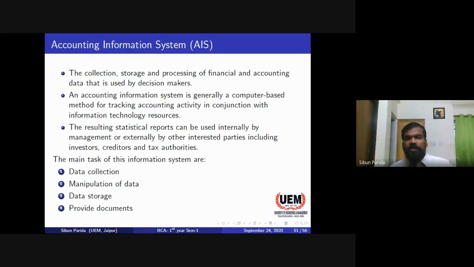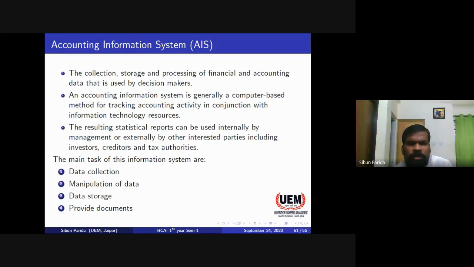So what is the accounting system doing? The decisions they have taken, they follow the same, checking and cross-checking. An accounting information system is generally a computer-based method for tracking accounting activity in conjunction with information technology resources. So what transactions are happening? How many orders were purchased today? What orders did we receive? How many orders are we going to deliver tomorrow? All this information is kept by the accounting information system.